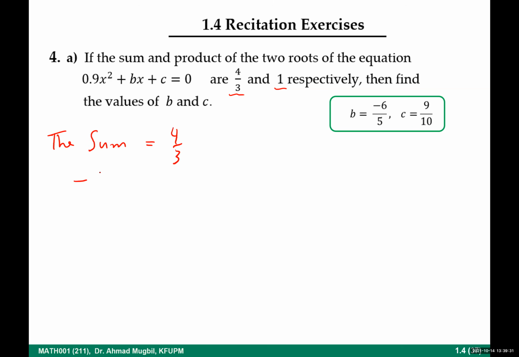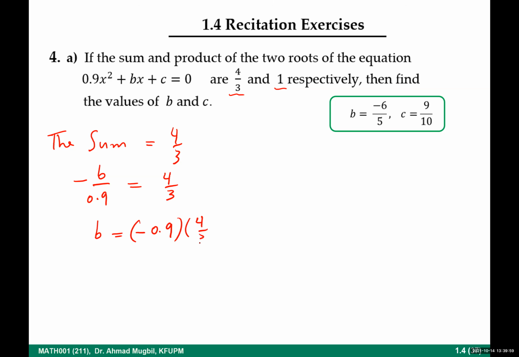Negative the coefficient of X. What is the coefficient of X? B. What is the coefficient of X squared? 0.9. So negative B over 0.9 equals 4 over 3. Now, this is not quadratic anymore. This is a linear equation. Solve it for B. What will you do? You will multiply both sides by what? By negative 0.9. So multiply both sides by negative 0.9. This is 4 over 3.